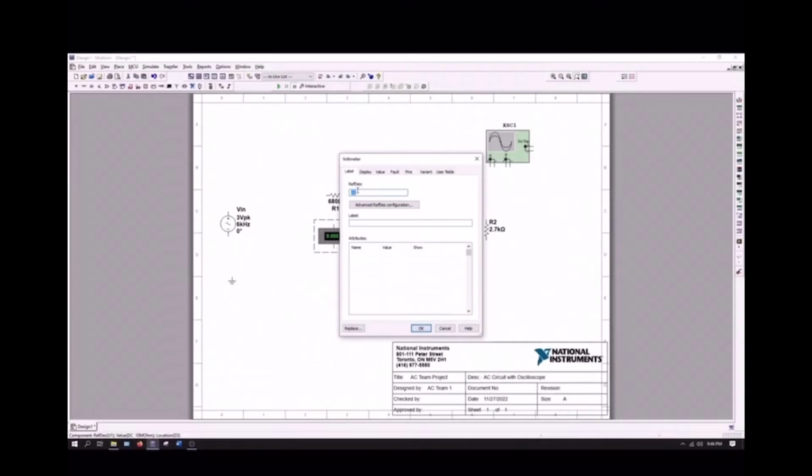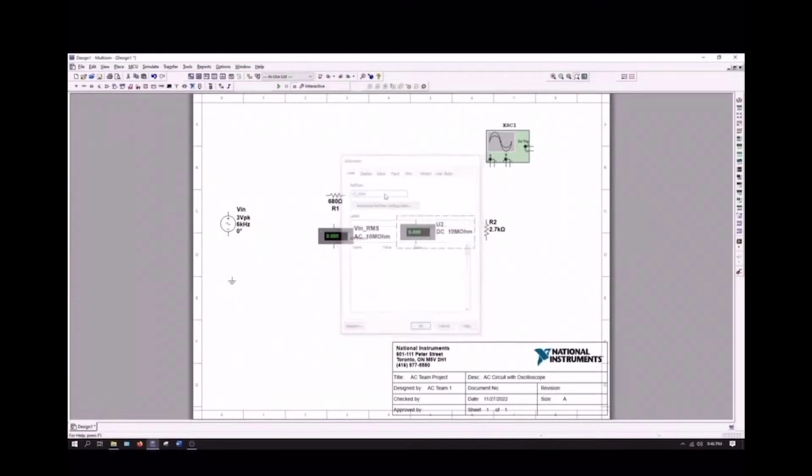Our first voltmeter we can name VIN underscore RMS, and then we're going to go to value, and we're going to change it to AC rather than DC. We're going to do the same thing for the second voltmeter, AC, and then this one we're going to call V2 underscore RMS and hit OK.